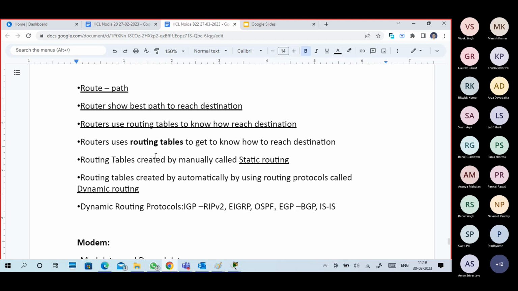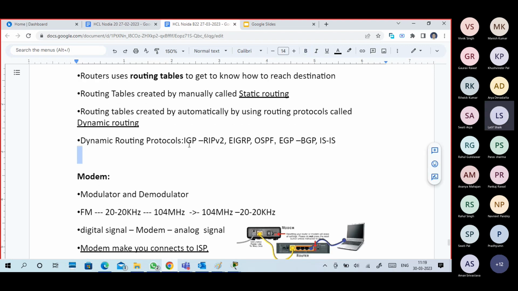If you want to create these routing tables automatically, then you have to use routing protocols called dynamic routing protocols. Using some dynamic routing protocols, you can make a router itself create a routing table. That is dynamic routing. So these are the different dynamic routing protocols: RIP, EIGRP, OSPF, BGP, IS-IS. Each has different uses and different limitations, but these are the dynamic routing protocols: Routing Information Protocol, Enhanced Interior Gateway Routing Protocol, Open Shortest Path First, Border Gateway Protocol, Intermediate System to Intermediate System.